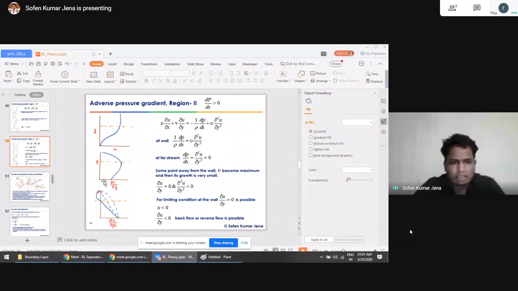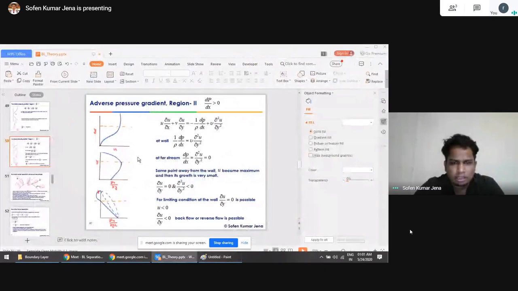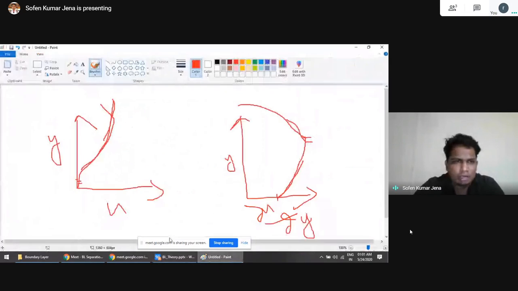You can see the velocity is in the negative direction, but the change in velocity... that's what the dy represents, what? Change in velocity. If it is a back flow, I can understand your point.